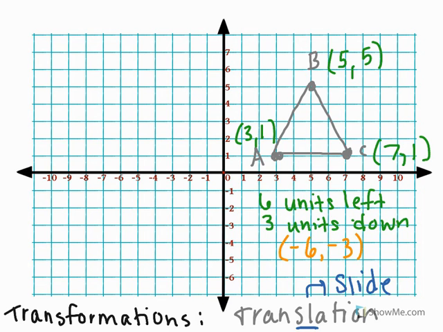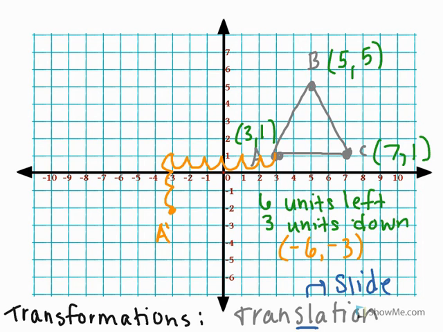So I'm going to track that on here, and I'm going to start with point A, and I'll say 1, 2, 3, 4, 5, 6, and then 3 units down. 1, 2, 3. And when we do a transformation, our new image, we label those with a prime. So this will be A prime.